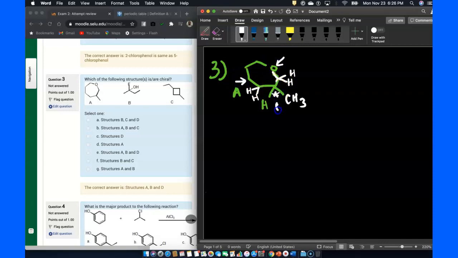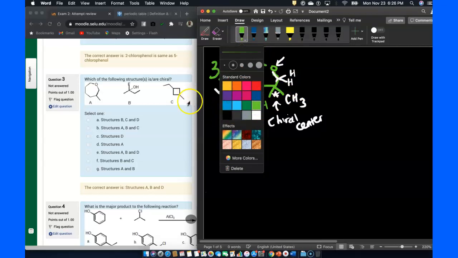That carbon right there is called the chiral. That's a chiral center or chiral carbon. So A is one of our answers because it's gonna be chiral. We are looking for chiral structures. Let's look at the next one.